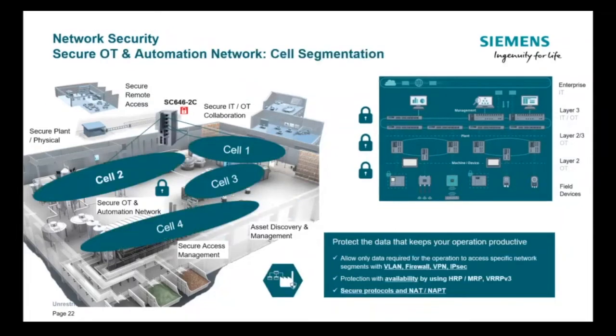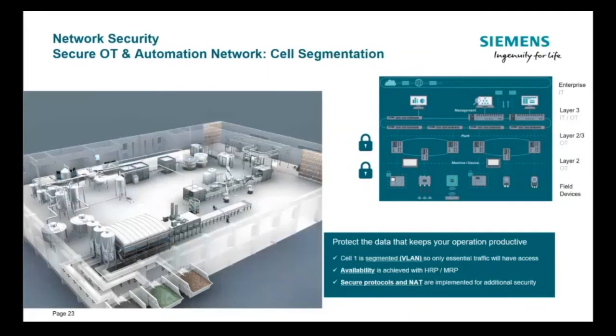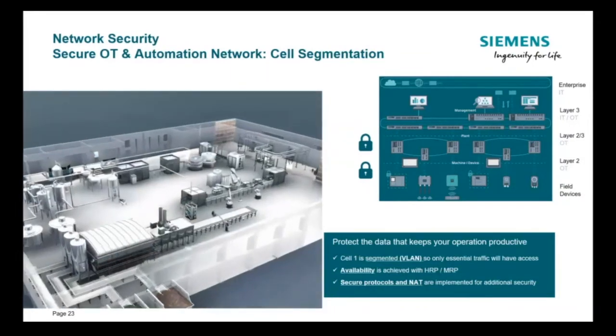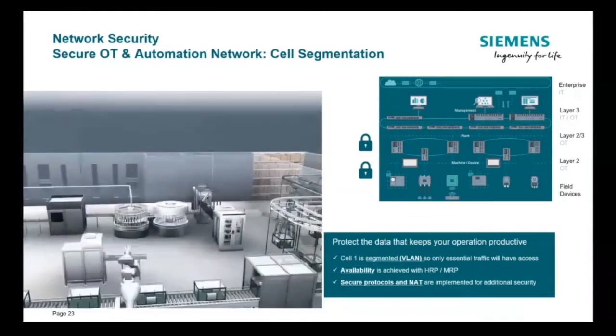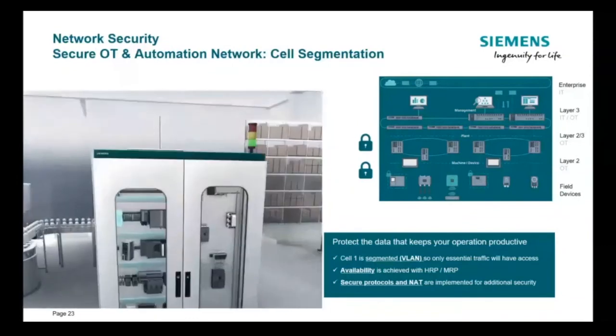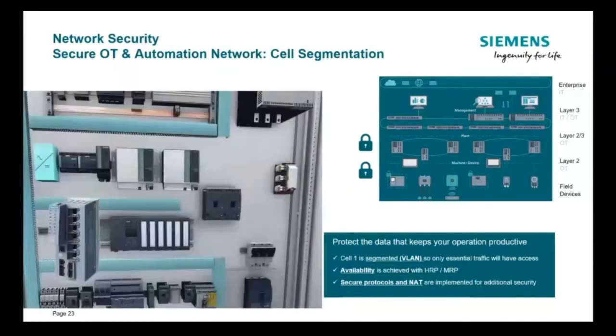So for example, let's say that we have 4 cells within this plant. When we start looking at what actually goes down on the plant floor, we say that we're going to look at cell 1. Cell 1 is a segmented VLAN, so only cell 1 has access to that VLAN up to that firewall. Then the firewall can route that data, so that way your cell 1 information can be reported up to the MES or SCADA system. So that can be done with a basic network layer 2 switch.